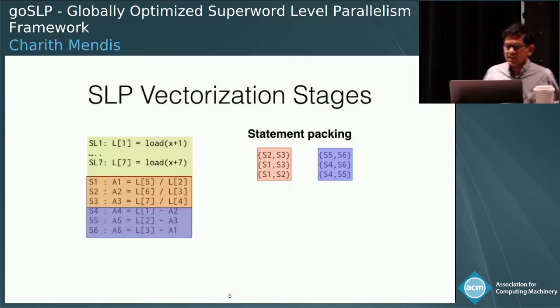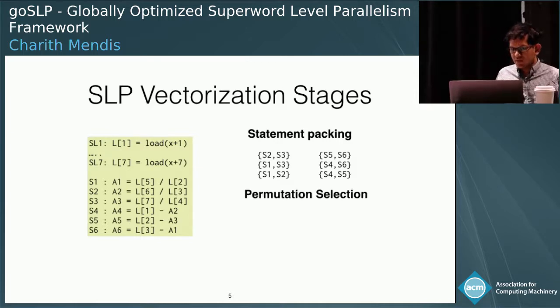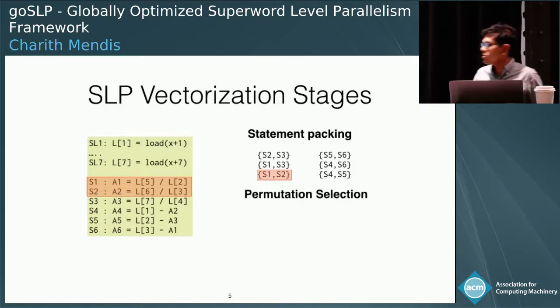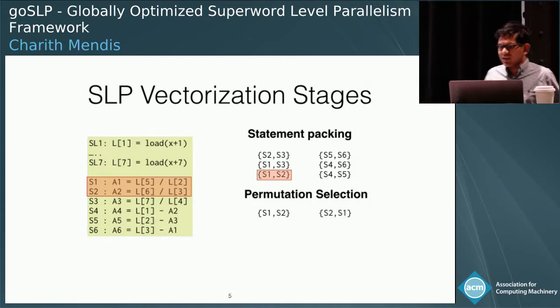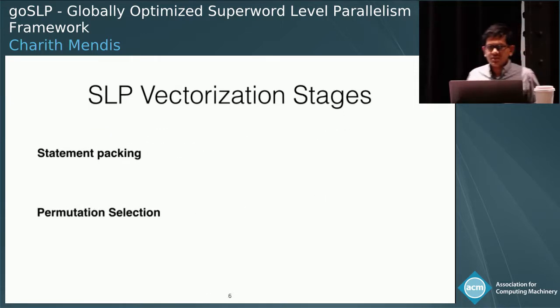Once it has selected a particular statement pair to vectorize, the compiler needs to decide the statement ordering within a pair. For instance, if it has selected S1 and S2 to vectorize, then it needs to decide whether S1 gets executed in lane 1 or in lane 2. Once all packing decisions and statement ordering decisions are finalized, next the compiler needs to schedule these vector instructions among the existing scalar code. In this work, we look at the first two problems.